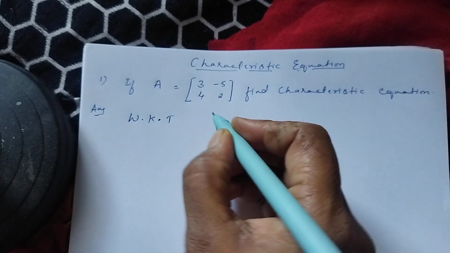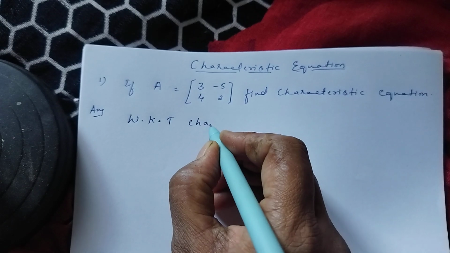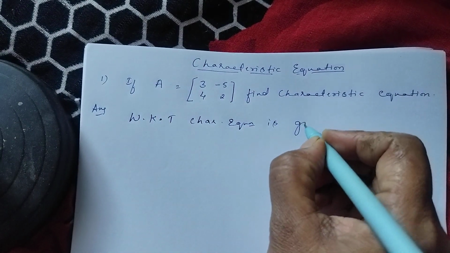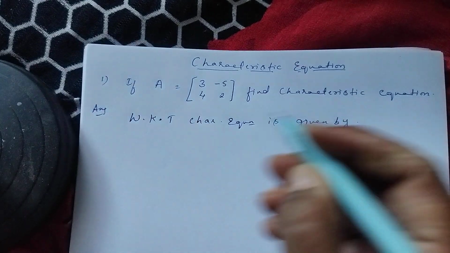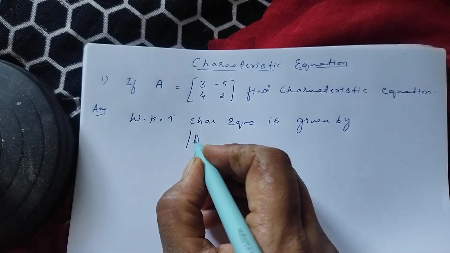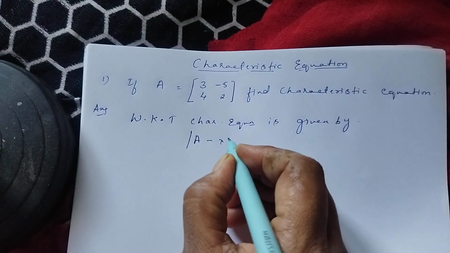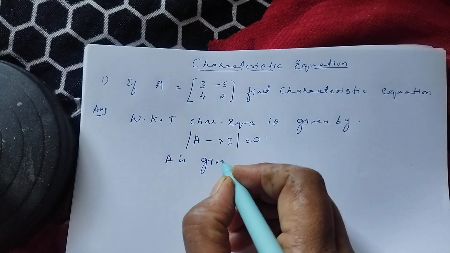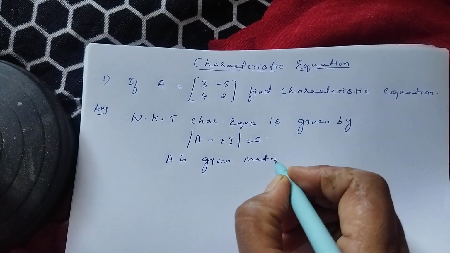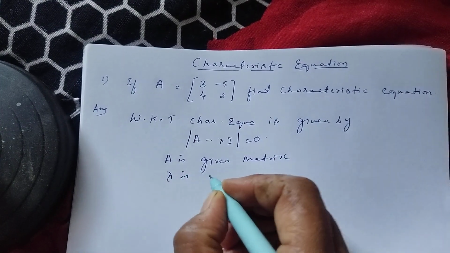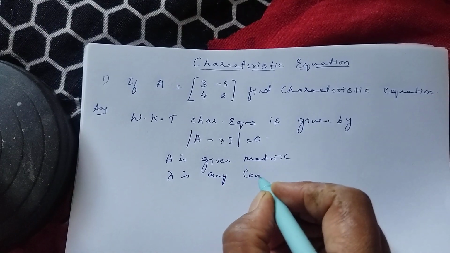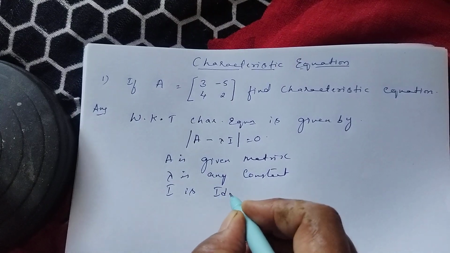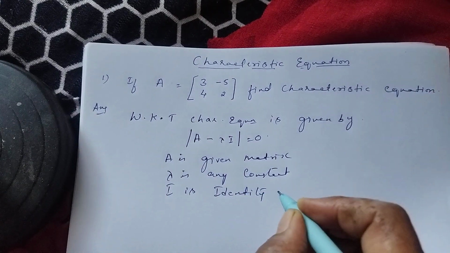We know that the characteristic equation is given by determinant of (A minus lambda I) is equal to 0. A is the given matrix, lambda is any constant, and I is the identity matrix.